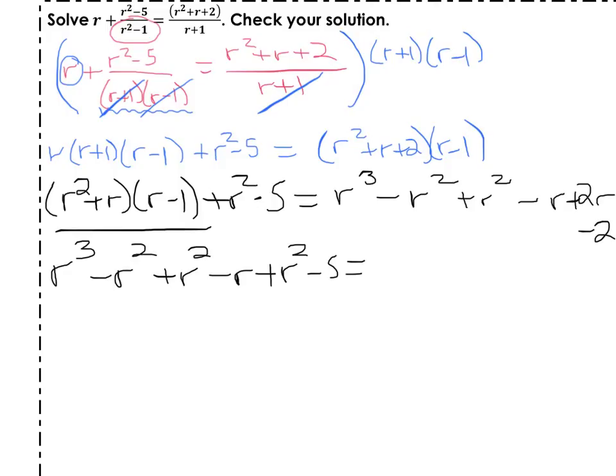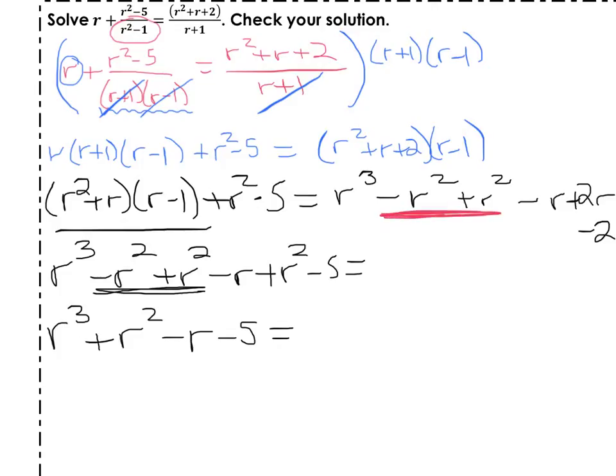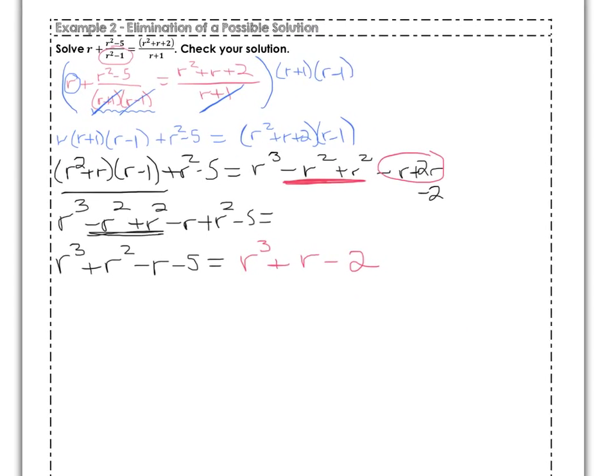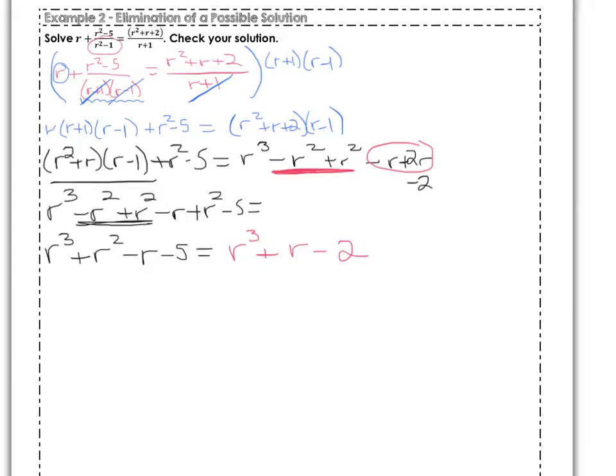All right, so let's make things a little bit simpler before I move things onto the one side. This is going to cancel each other out, okay? So then we're going to be left with r to the third, put it in descending order, plus r squared minus r minus 5. Now, on the other side, we're also going to have these two guys cancel out, and these two will combine. So we're going to be left with r to the third plus r minus 2. So now, hopefully you're a little bit more relieved because I can see the light.